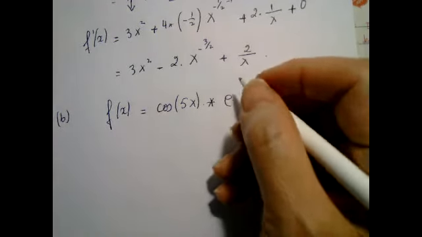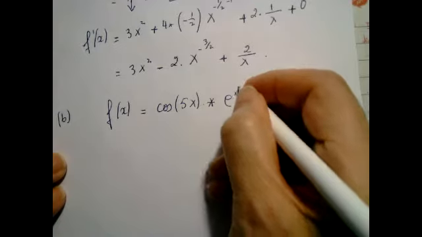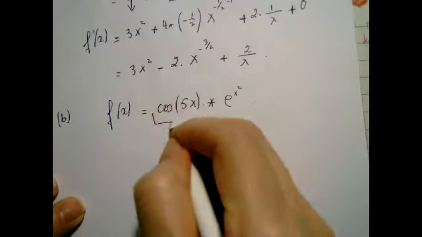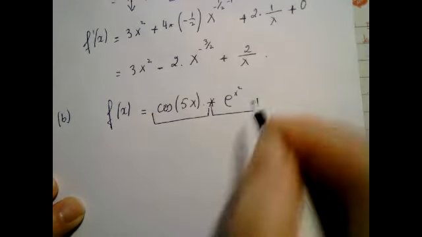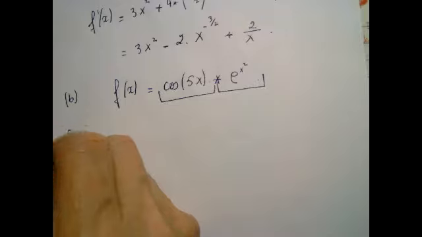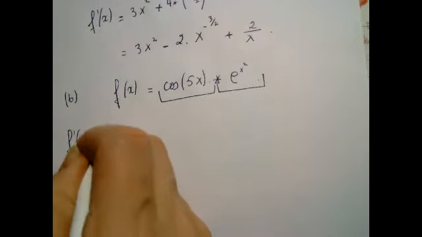Take the derivative of cosine 5x times e to the x squared. Okay, so let us remember how to do that. First, that's a product of two functions. We have to use the product rule. So let's see what the product rule tells us.